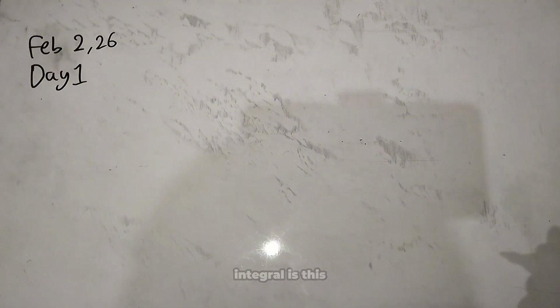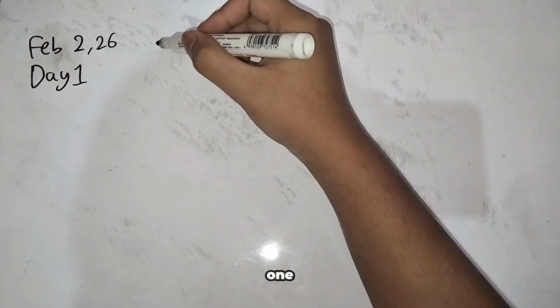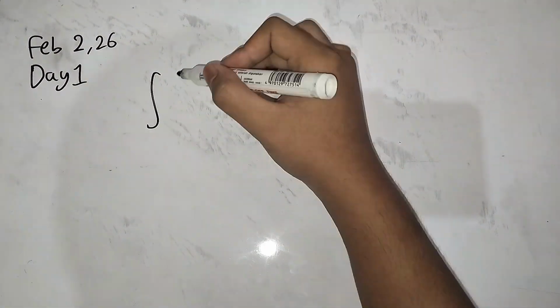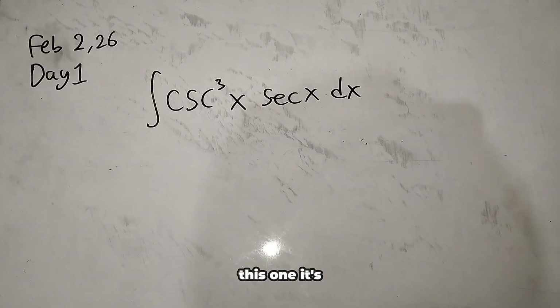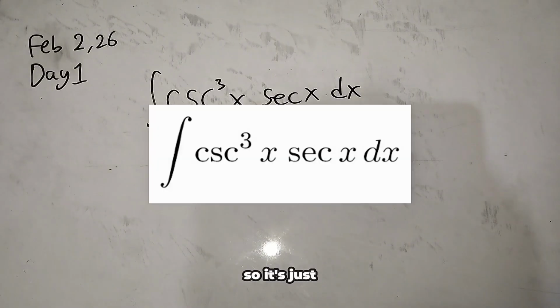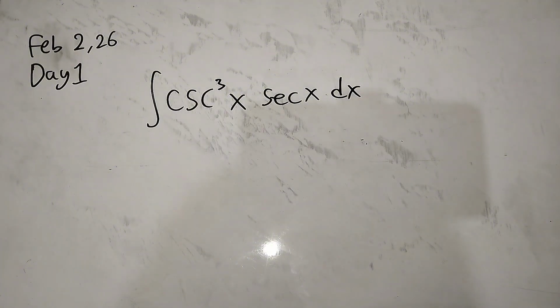So our first integral is this one. Can you guys solve this? It's a pretty easy one actually if you know the trick. It's just the integral of cosecant cubed x times secant x dx.